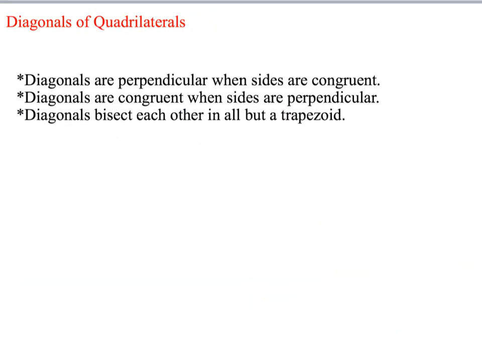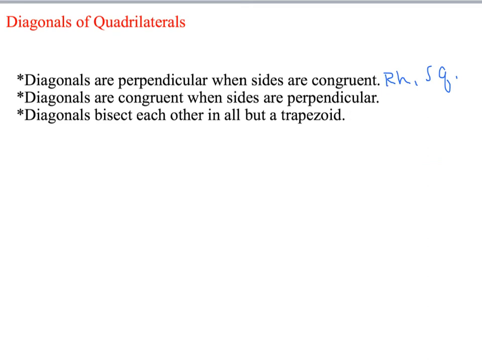These are just some rules that you should know about the diagonals of quadrilaterals because they get asked often. So diagonals are perpendicular when sides are congruent. So think about what shapes have congruent sides. It's a rhombus and a square. So in those two shapes, the diagonals form right angles where they intersect.